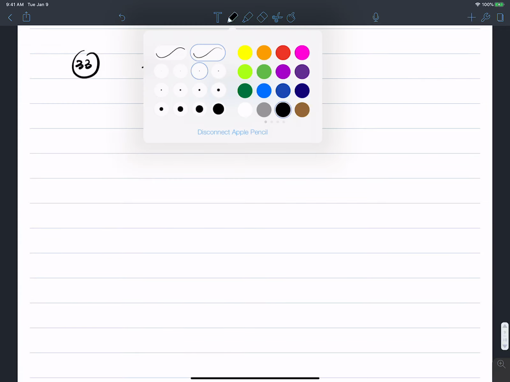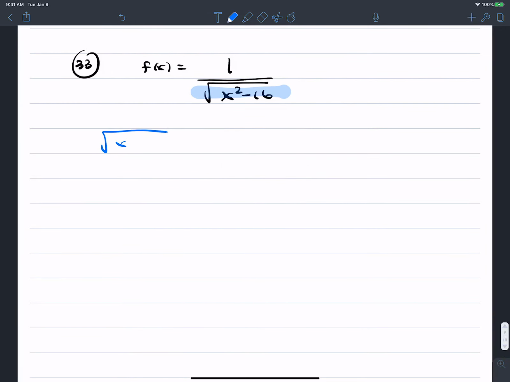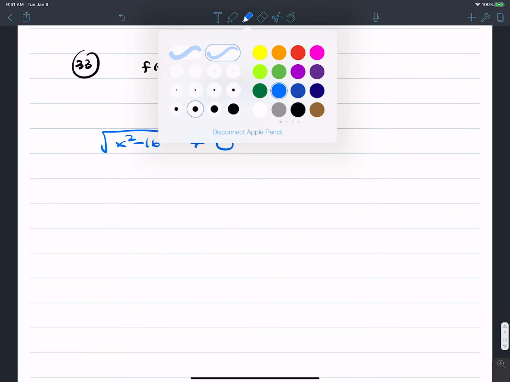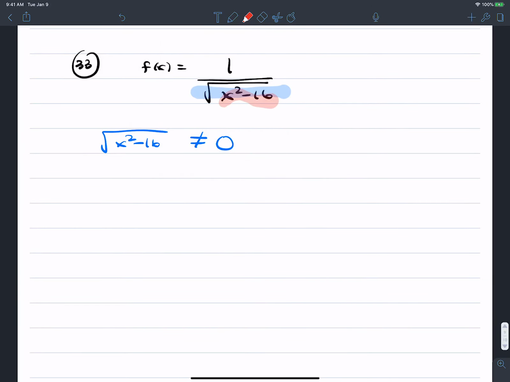This radical, x squared minus 16, could not be 0. I also know what's under the radical here. Let's write this in red. I know that x squared minus 16 has to be positive, greater than or equal to 0, I should say. So what's under your radical has to be greater than or equal to 0. We've been working with that already, but we have to throw out the condition where x squared minus 16 equals 0.